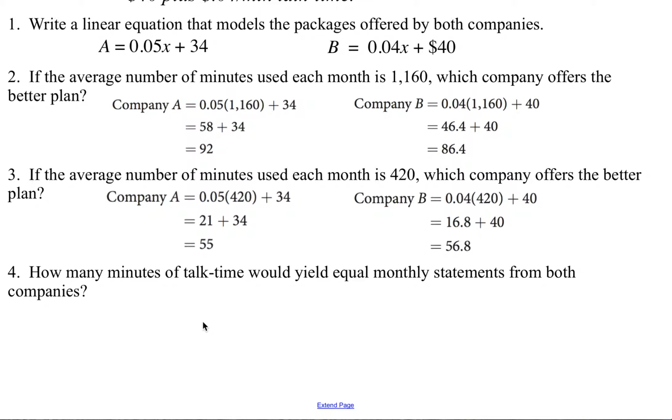Number 4 says, how many minutes of talk time would yield equal monthly statements from both companies? The question is asking us, where are these two equal? How many minutes would they be the same cost? So let's go ahead and set them equal. If we have 0.05x plus 34, that's company A's fee, setting that equal to company B's fee. And then we're going to go ahead and solve this for x. Okay? So subtracting 0.04x from both sides and then subtracting 34 gives us 0.01x is equal to 6, and x equals 600 minutes.